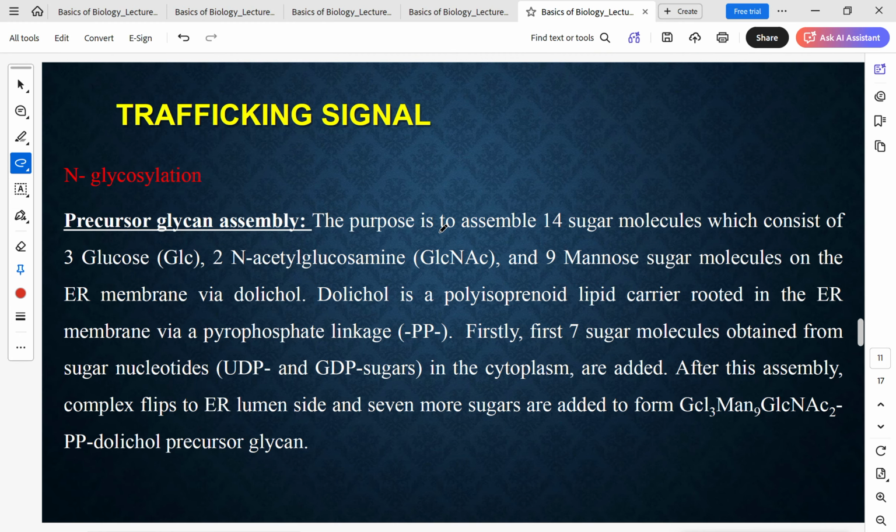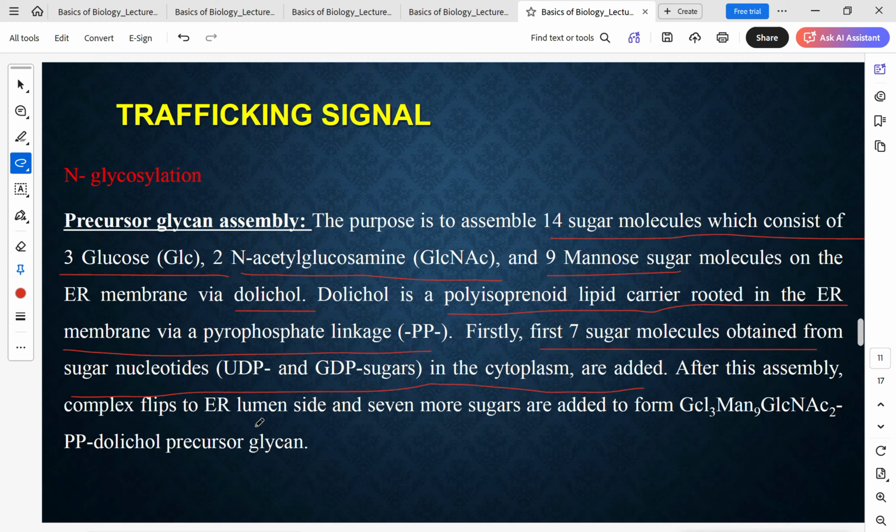The purpose of precursor glycan assembly is to assemble 14 sugar molecules, which consist of 3 glucose, 2 N-acetylglucosamine and 9 mannose sugar molecules, on the ER membrane via dolichol. Dolichol is a polyisoprenoid lipid carrier rooted in the ER membrane via a pyrophosphate linkage. First 7 sugars obtained from the sugar nucleotides in the cytoplasm are added. Then after that, 7 more sugars are added to form this precursor glycan.